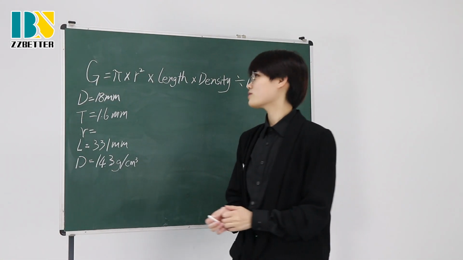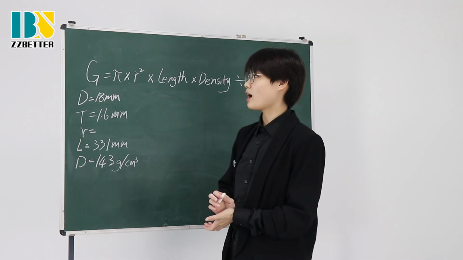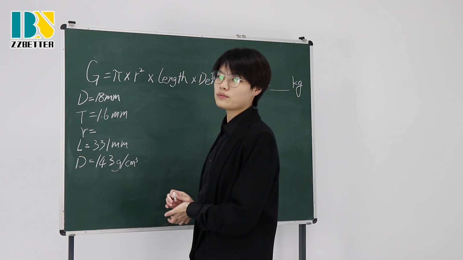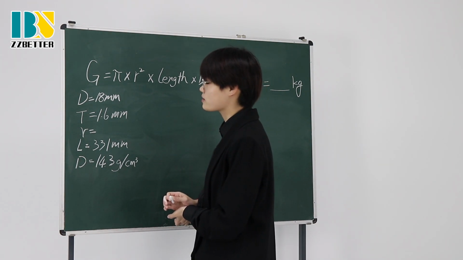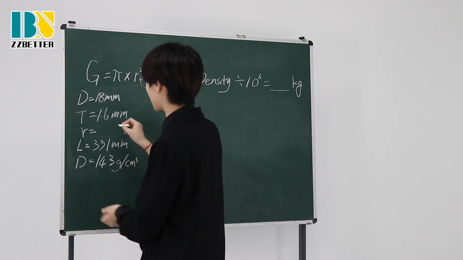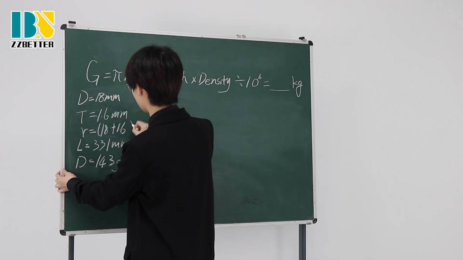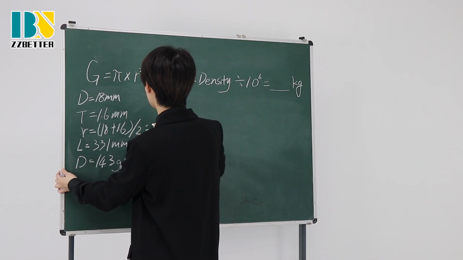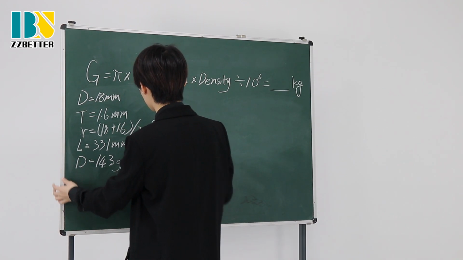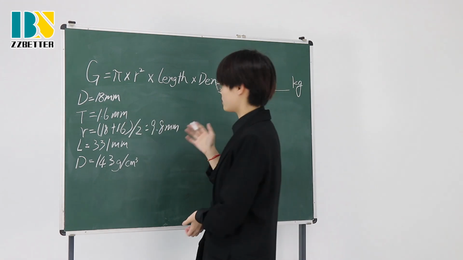So according to what Zoe just said, I wrote down all these numbers for the example carbide rod. As you can see, the diameter for the carbide rod is 18 millimeter and the tolerance is 1.6 millimeter. From these two, we can calculate the radius of the carbide rod, which is (18 plus 1.6) divided by 2, is 9.8 millimeter. Then we got all the numbers we need for this formulation. Let's plug all the numbers in.